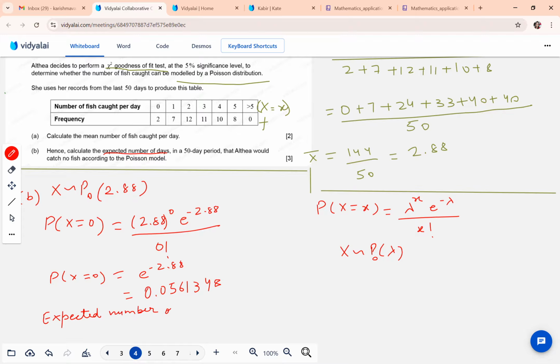So the expected number of days will be the total number of days times the probability that she catches 0 fish. So 50 into the probability we have above. You can plug it into the calculator, multiply the probability by 50, and you will get 2.81. Finally you will write the answer in 3 significant figures, but in the middle of a calculation you should take more digits so that you get a more accurate answer at the end. Okay, so this was for part B.